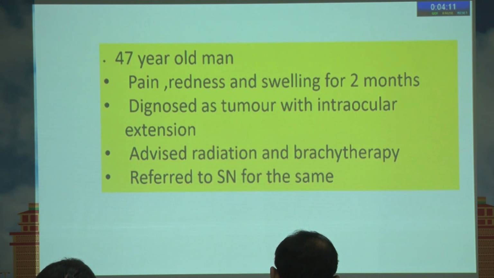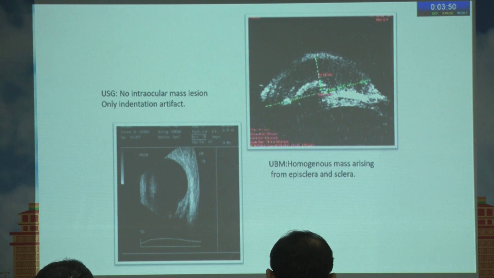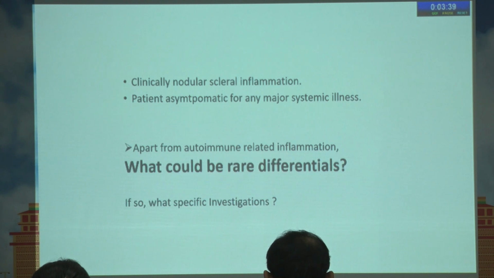Case 3 is also interesting. 47-year-old man, pain, redness and swelling for 2 months, diagnosed as tumor with intraocular extension, advised radiation and brachytherapy, referred to our institute for the same. If you look at that one, you might think it's a nodular scleritis or a scleral tumor, but there is no indentation artifact, no intraocular mass lesion, a homogeneous mass arising from the episclera and sclera. So, clinically nodular scleral inflammation, we did all the workup for autoimmune related inflammation.